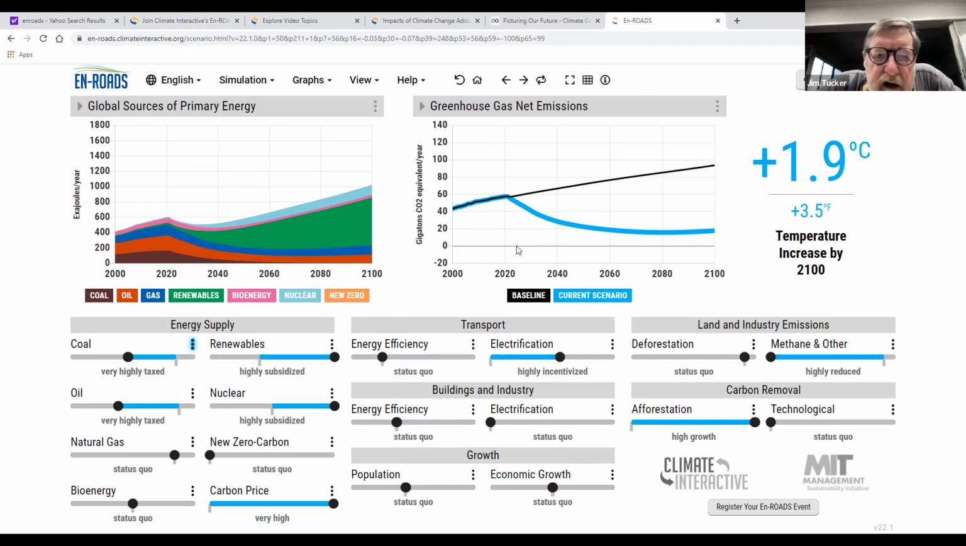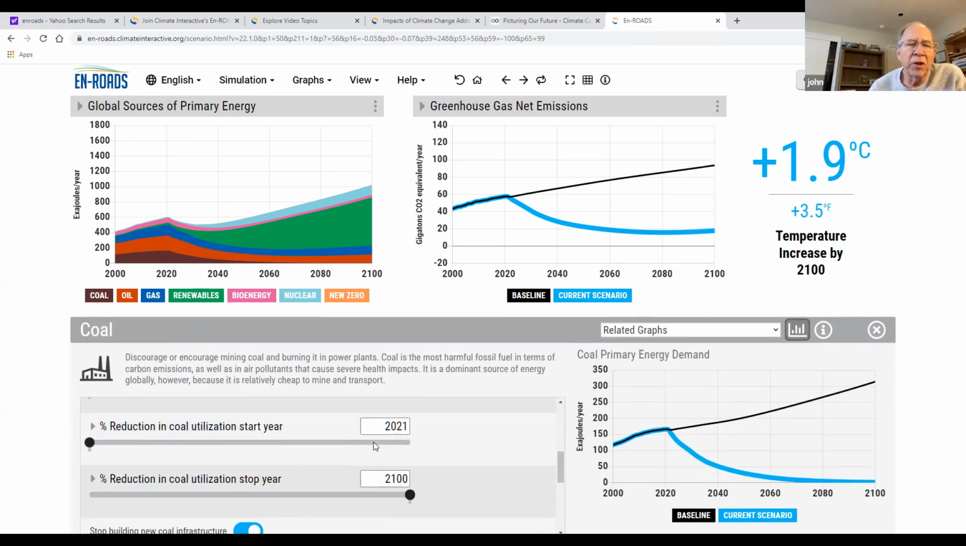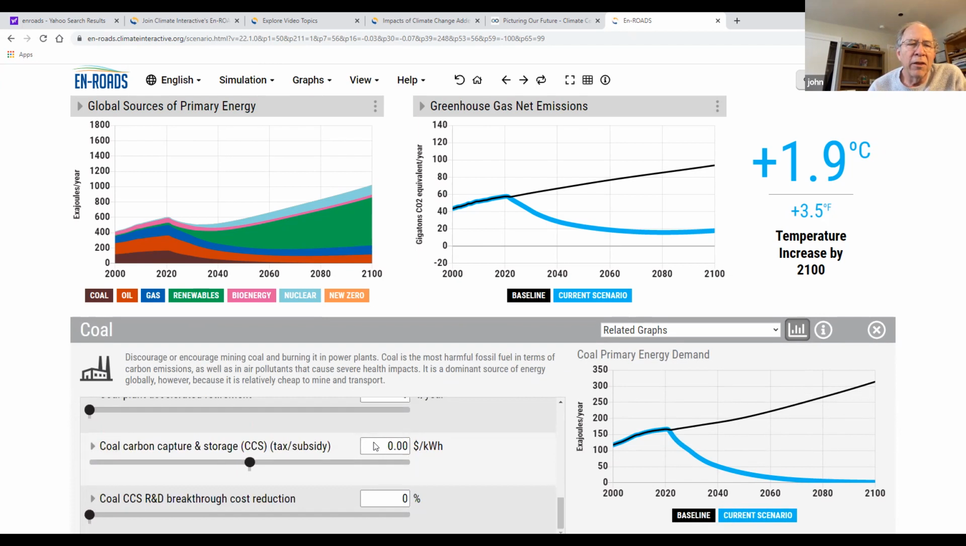Okay, I don't see it in here. How is CCS accommodated in the model? Well, do you want me to cover that? There are a few different ways. You can look at coal with CCS. And then it even lets you look at what if there was a technology breakthrough.